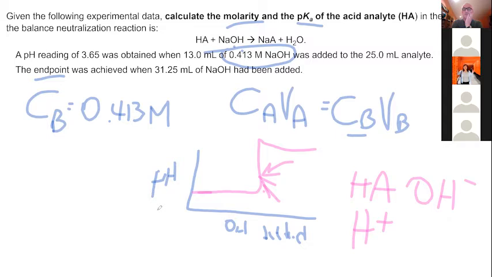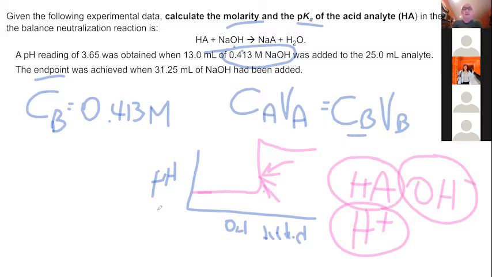H plus and the A minus or OH minus. It's when moles of hydroxide equal moles of H plus. And if that is from a weak acid that only has one proton, that should also be the number of moles of the weak acid. So at that point, that's why this equation works.